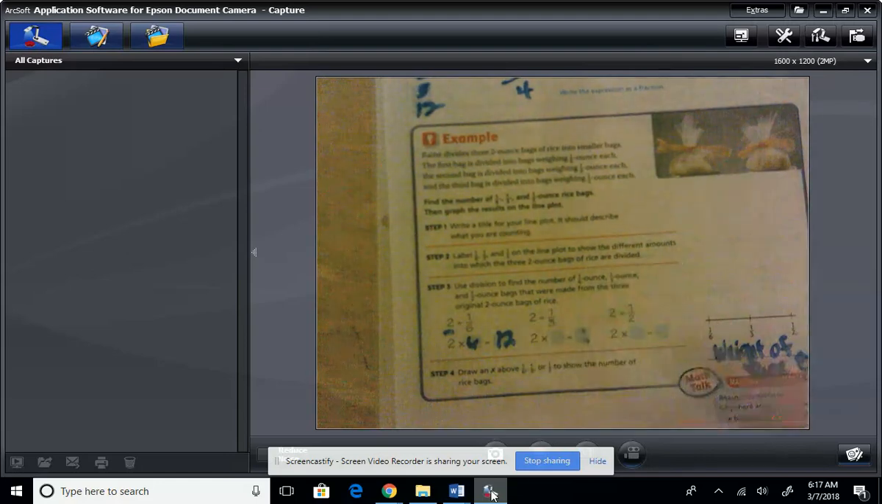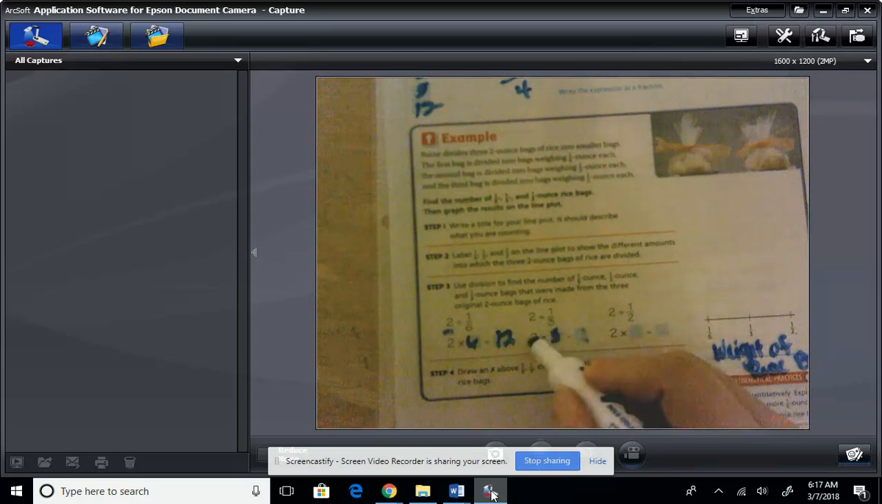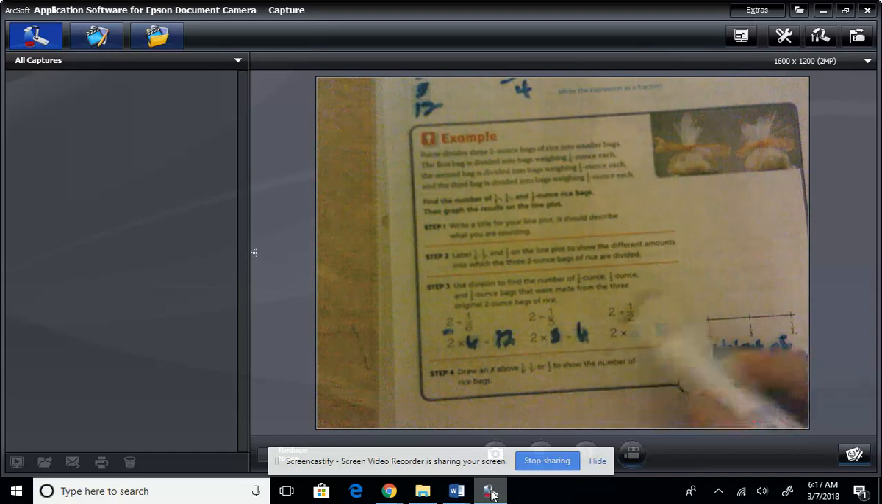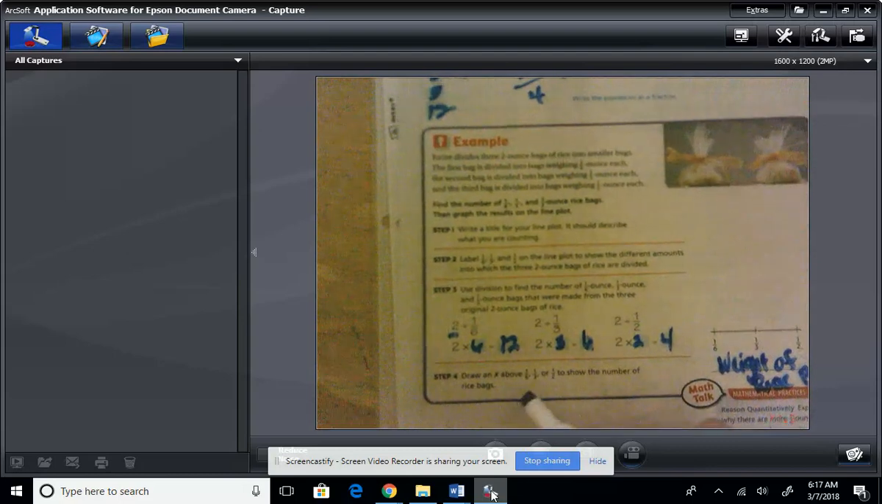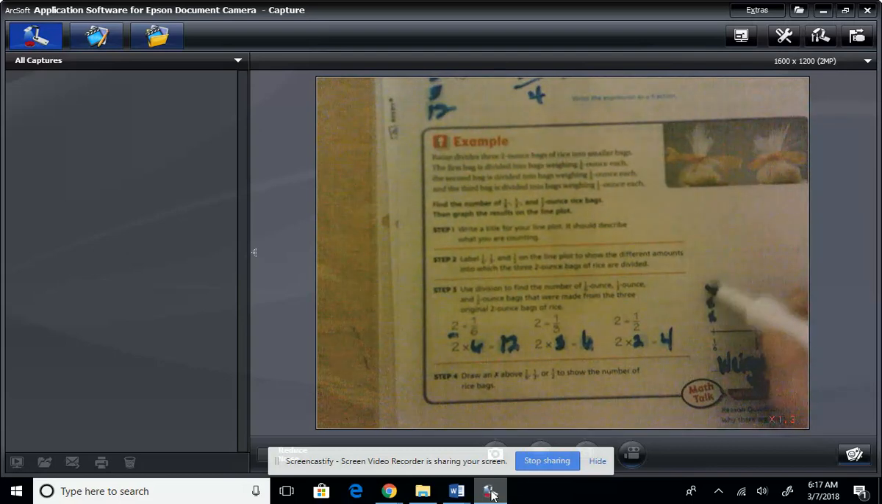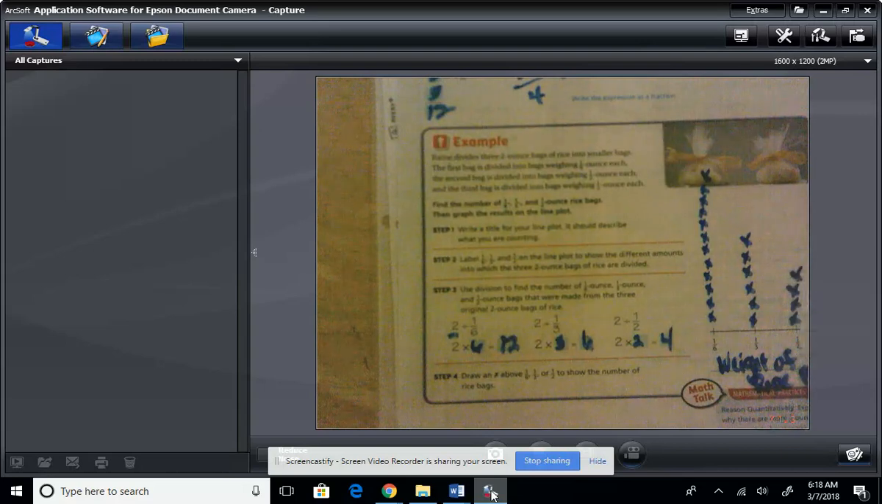Oops, sorry. 2 divided by 1/3 is like taking 2 times 3, which is 6. And 2 divided by 1/2 is 2 times 2, which is 4. So draw an X for the amount. Okay, so 1, 2, 3, 4, 5, 6, 7, 8, 9, 10, 11, 12. 1, 2, 3, 4, 5, 6. And 1, 2, 3, 4.